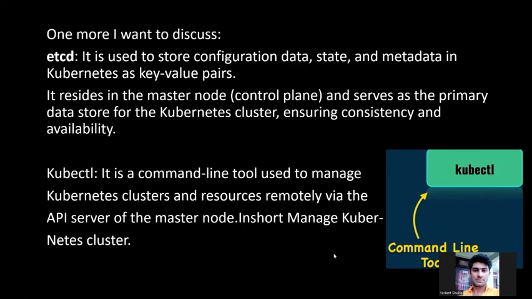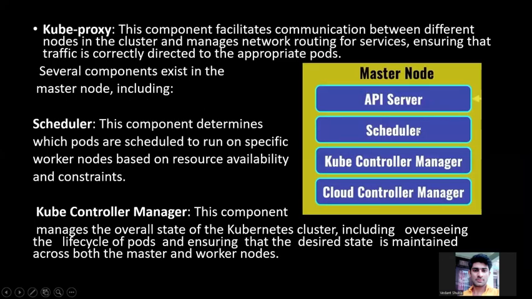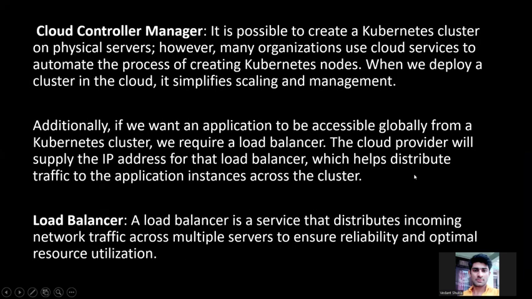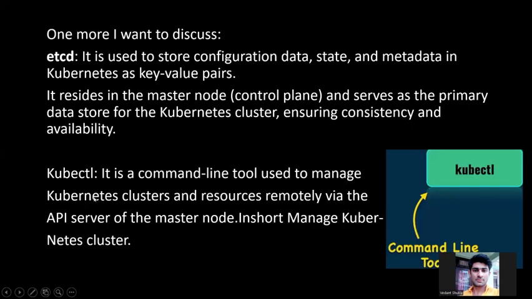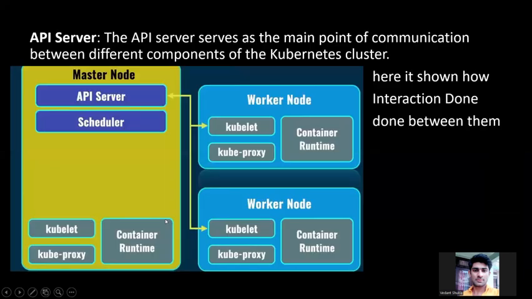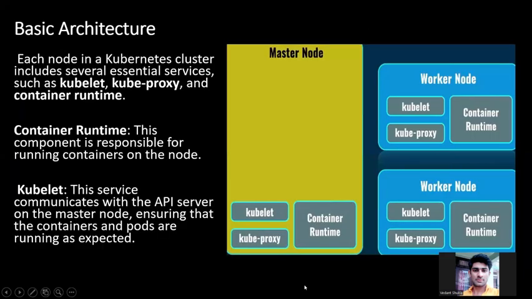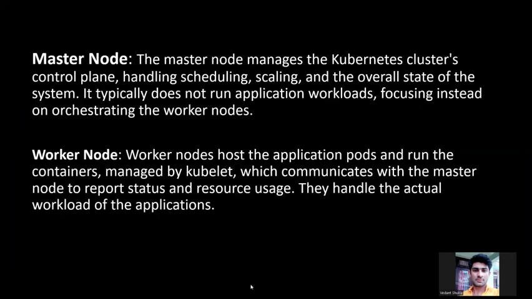Okay, I think I have covered most of the terms. What is the master node? What is the worker node? What is the kubelet? What is the kube-proxy? What is the API server? What is the scheduler? What is the kube controller manager? What is the cloud controller manager? What is the load balancer? So if you have any doubt, then ask this time, because this is the basic architecture.